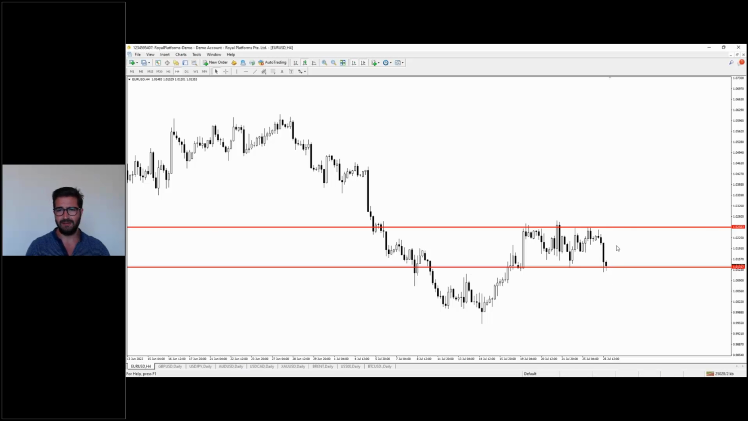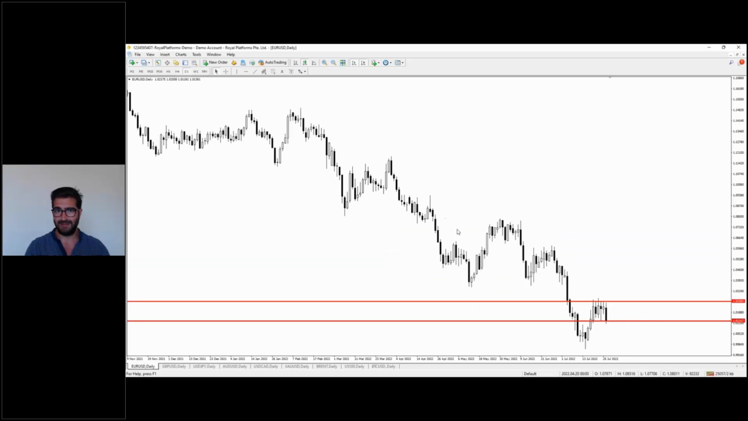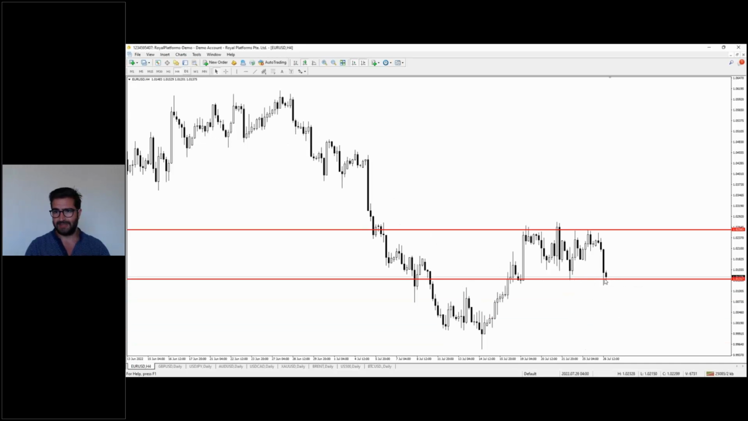What I can see is a move below the 1.01 since we are in a downtrend on the higher time frame. So the odds are higher to see the market continuing to the downside. So if the market breaks the 1.01, most probably the euro will end up around this level, which is 1.00 in the coming week or days.